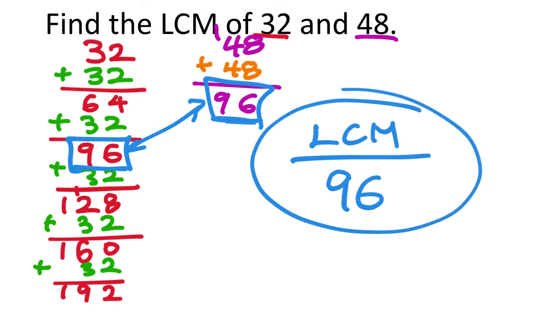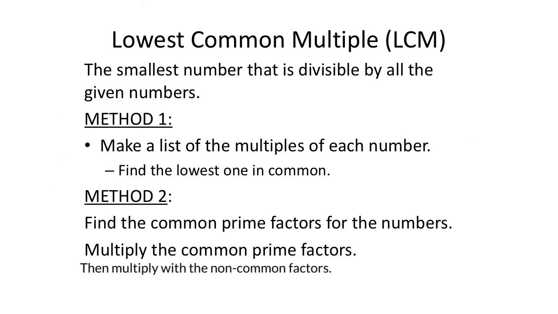Now, just be careful, because if we did continue, we would have seen that 192 is also a common multiple. But again, that's why we need to check the values that we had found before, just in case we did continue this. And then we would have found, again, 96 is the lowest common multiple, although 192 is a common multiple. But there's another method that we can use other than the listing method, okay? So that was method one, using just listing those multiples.